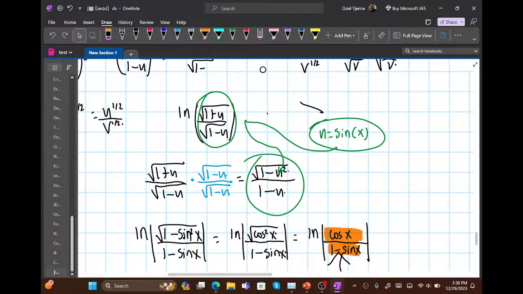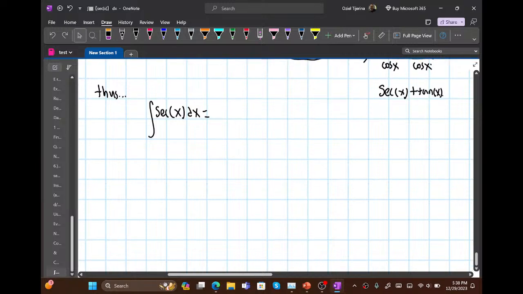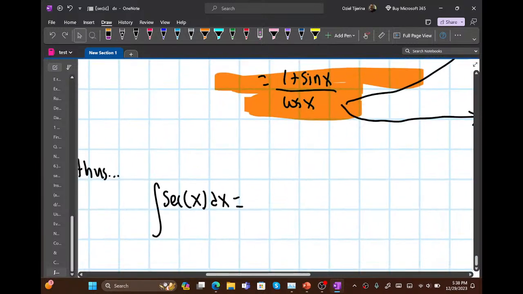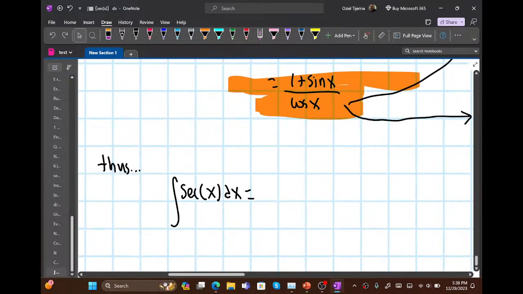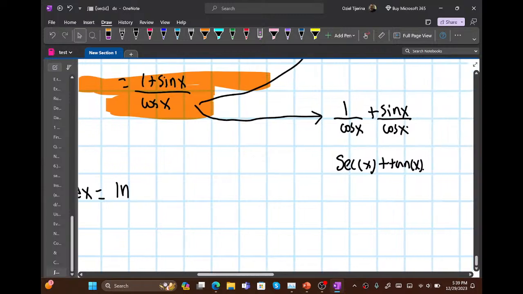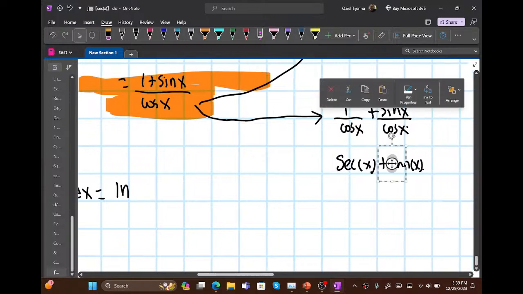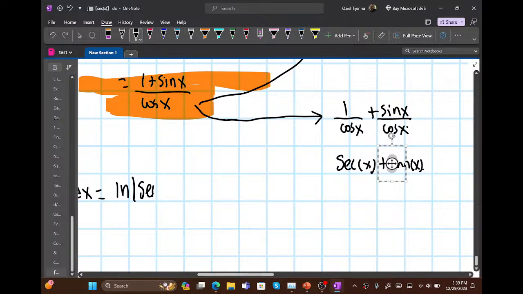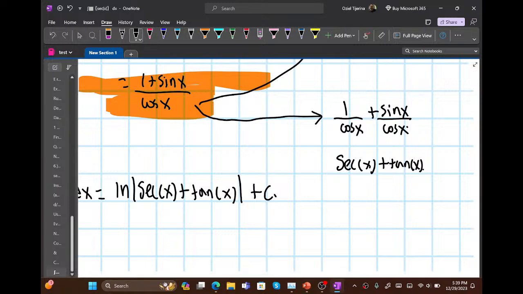Oh my god. Okay. Well. And so, therefore, our answer becomes the integral of secant x is equal to the natural log of the absolute value of secant x plus tangent of x plus our constant of integration c.